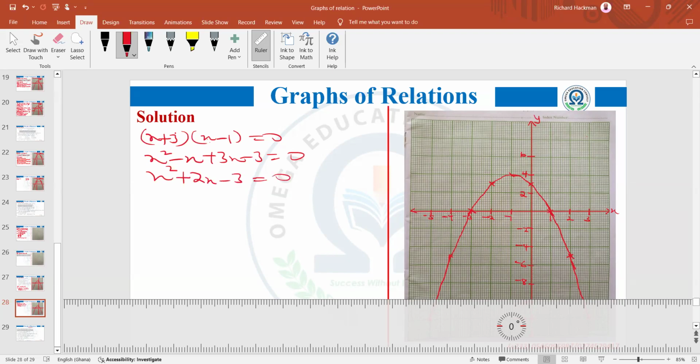So you then come and compare this one with the given relation, which is ax squared plus bx plus c, is equal to what? Is equal to y, or y is equal to. So if you compare, a will be equal to 1, b will be equal to 2, and c will be equal to negative 3. As simple as that.